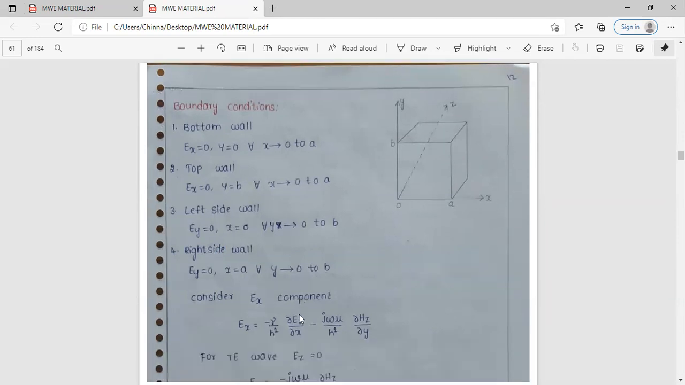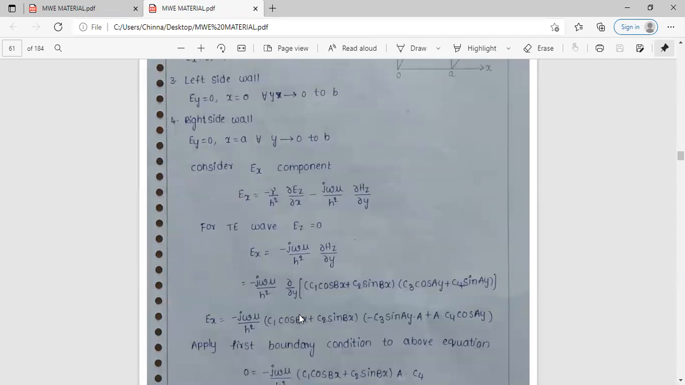Consider the Ex component. So Ex is equal to minus gamma by h square into dou Ez by dou x minus j omega mu by h square into dou Hz by dou y. So here Ez is equal to 0, general formula. So Ex is equal to minus j omega mu by h square into dou Hz by dou y. So that is the expression.